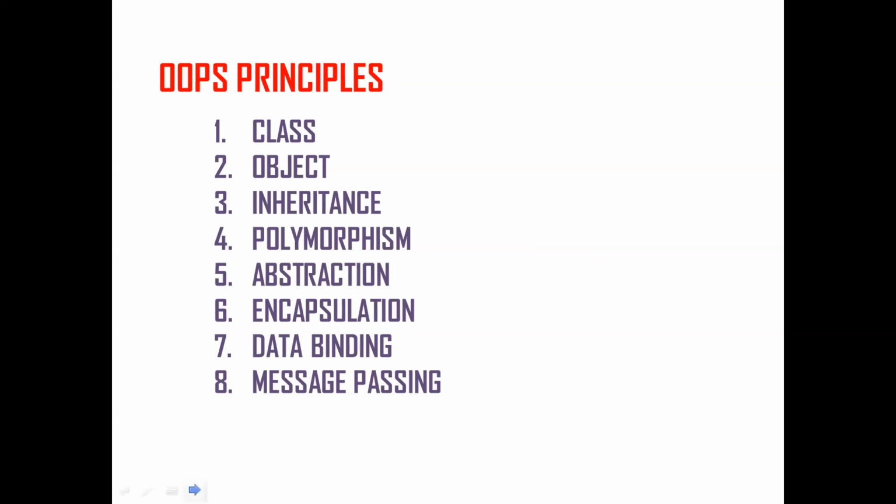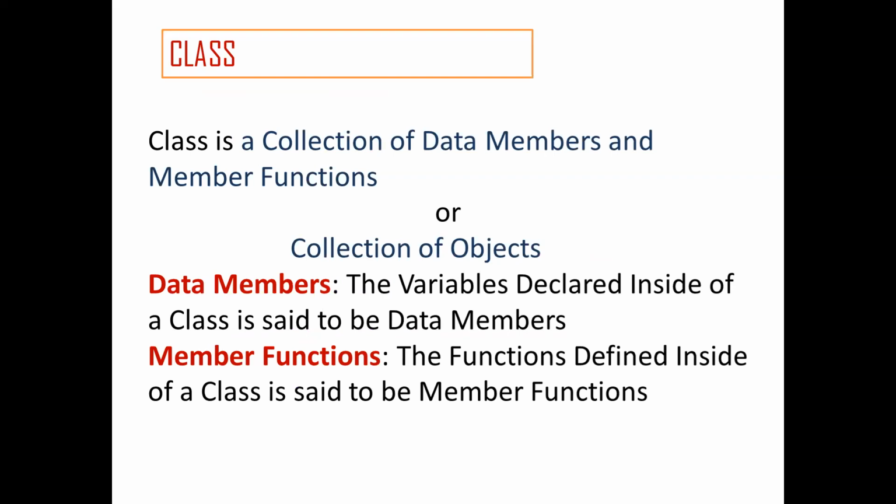So the first principle of object-oriented programming environment is object, and then we have a class, inheritance, polymorphism, abstraction, encapsulation, data binding, and message passing. So we'll see about all these concepts in brief now. So we start with a class.